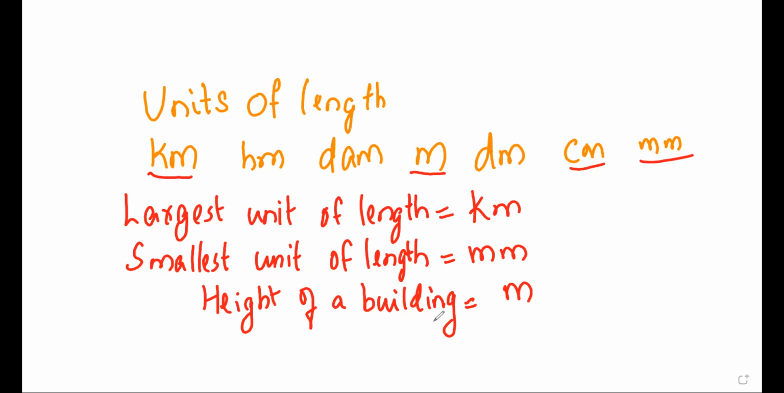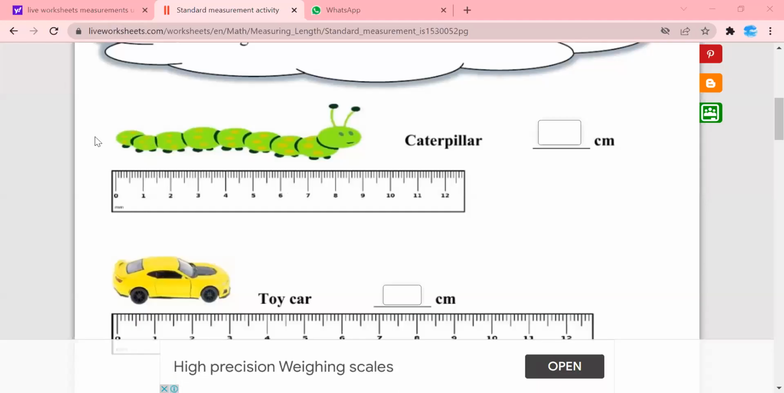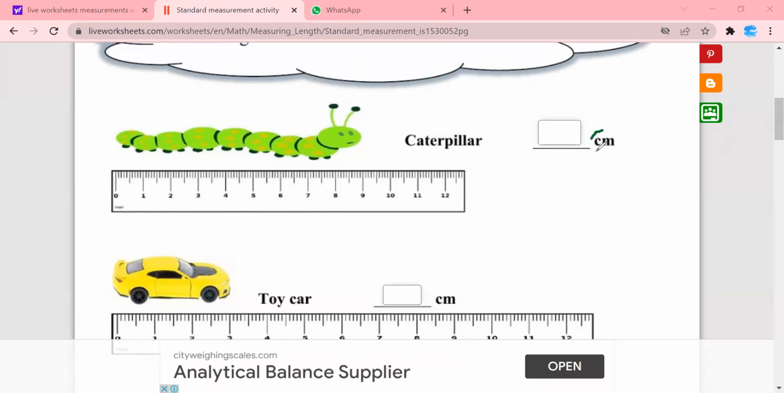Now how will you measure and what are the conversions? First of all, we can see how to measure using a ruler. Let's see one ruler. I will show you one worksheet so that you are able to measure using that. Can you see? Here there is a picture of a caterpillar. How will you measure the length of the caterpillar? It is measured in centimeter, right? The unit they have mentioned is centimeter.